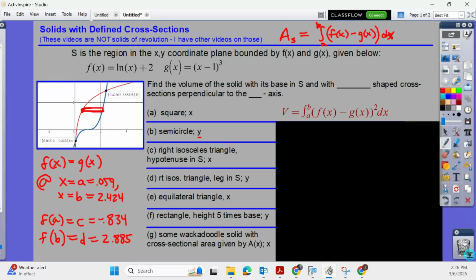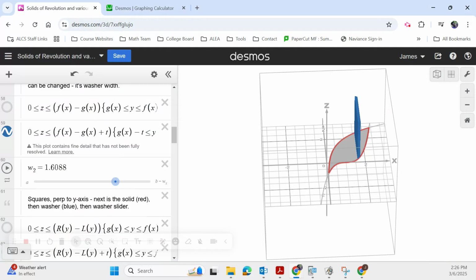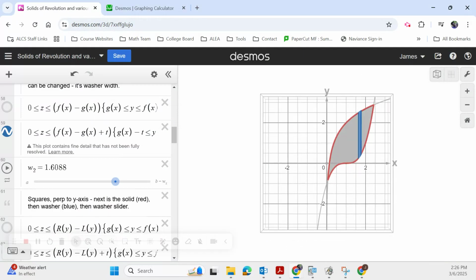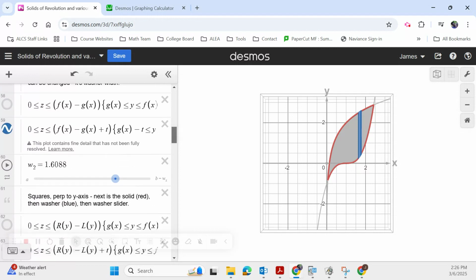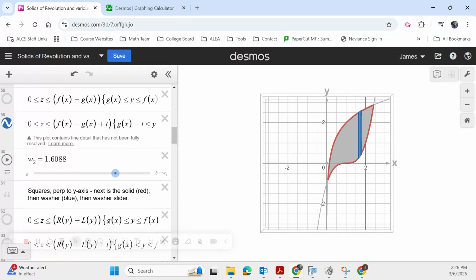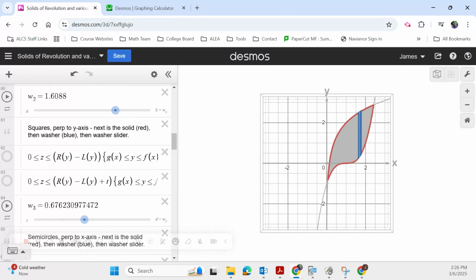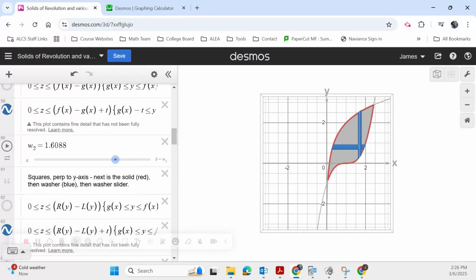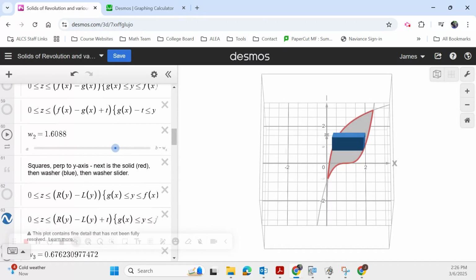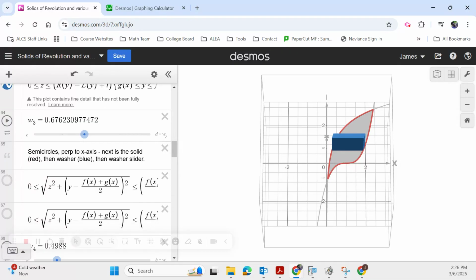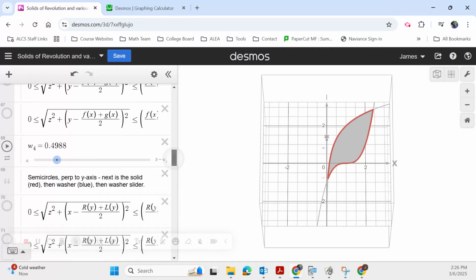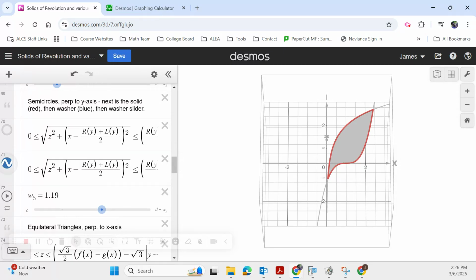Let me show you my Desmos tool again, because that'll do a better job than my drawing there. So back to the XY plane. That blue cross section right now that we have is going vertically. If I wanted that square to go horizontally, perpendicular to the y-axis, it would instead look like this. Right? Now it's going horizontally, okay? But I don't want a square right now. I want a semicircle. So semicircles perpendicular to the y-axis. There's the cross section.